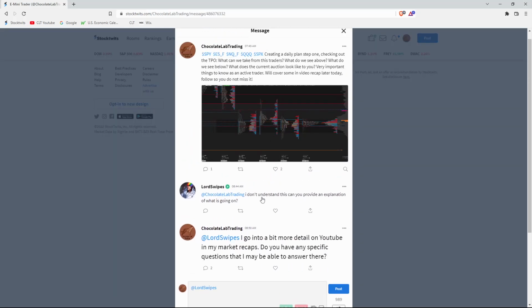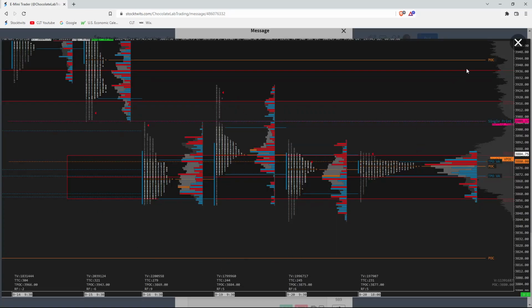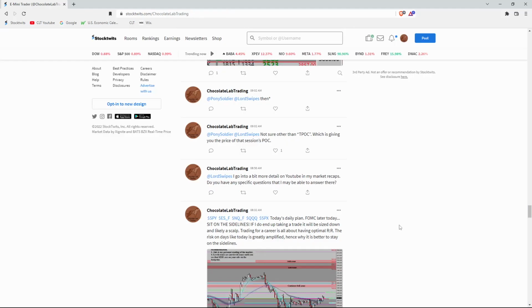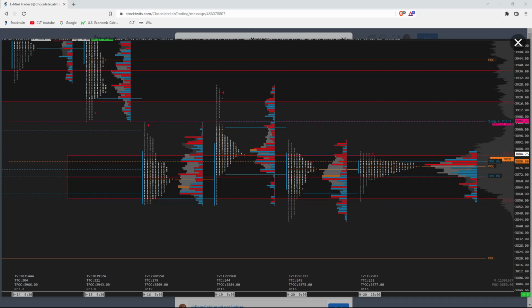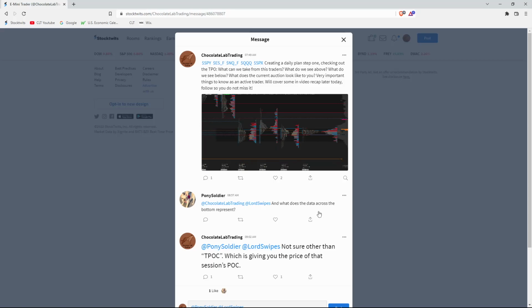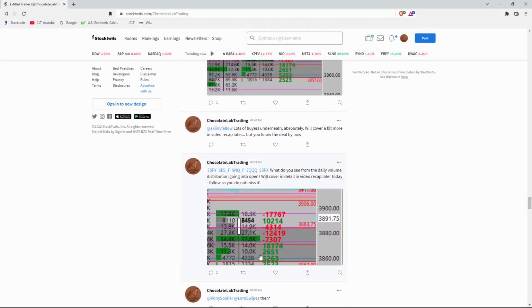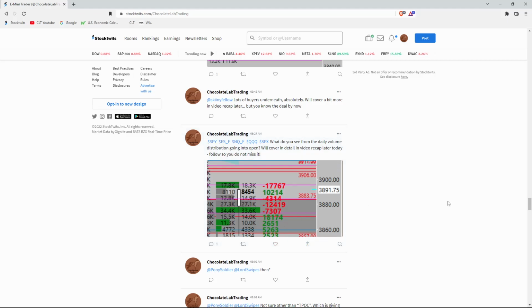Someone asked something: I don't understand this, can you provide an explanation of what's going on? I believe I explained a bit of the TPO. Someone also asked about this on the bottom of the TPO, and honestly, I haven't ever paid attention to that. I do know that this is the point of control price, but other than that, I've never really paid attention to these. This could be transacted volume, but I have no idea. I just pay attention to the TPO charts themselves, or the market profiles themselves.